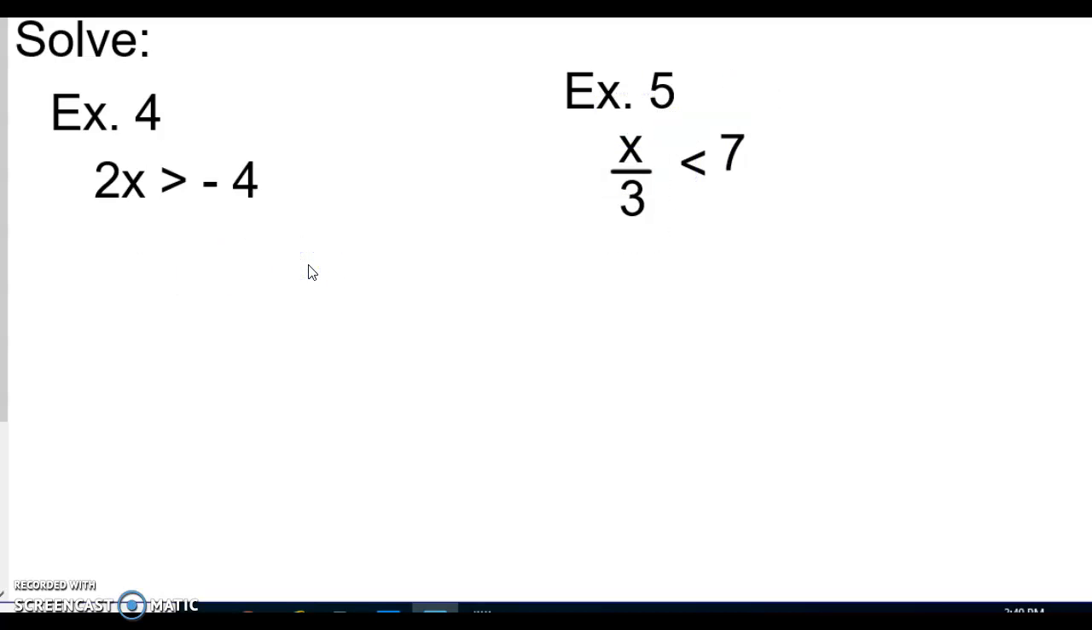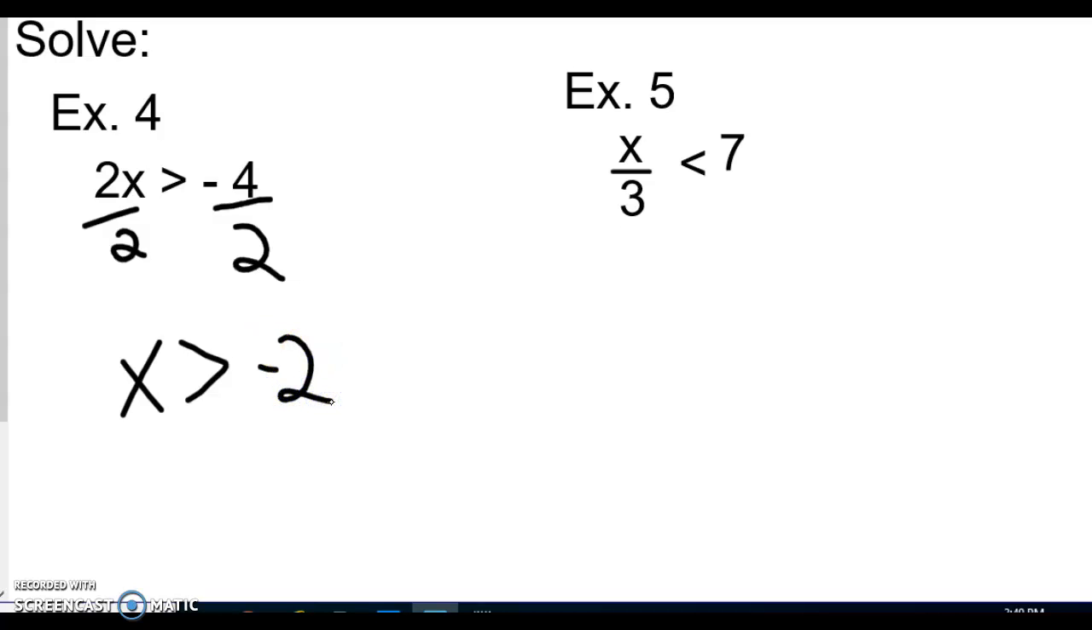Okay, example number 4. 2x is greater than negative 4. It just says to solve. So we've been using adding and subtracting. Here we have times 2. Our inverse of multiplying is division. So we'll divide by 2 and get x is greater than negative 2.